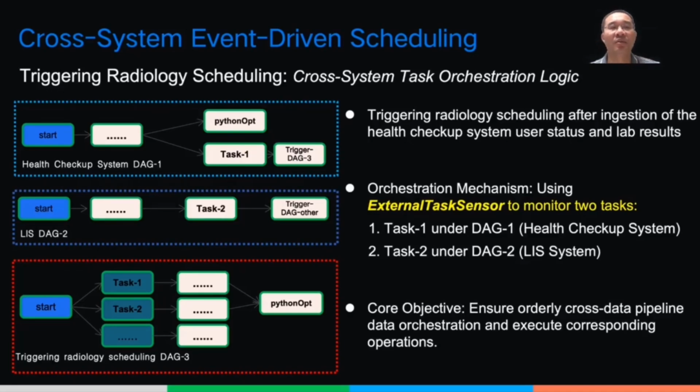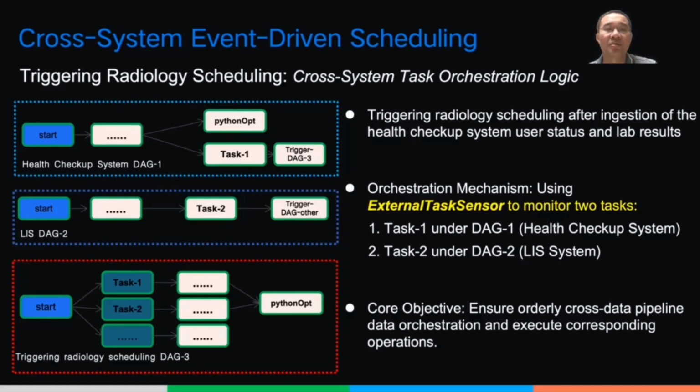Let me give you a concrete example. Triggering radiology is a crucial step in our physical examination process, but it doesn't happen in isolation. It usually depends on the patient status from the checkup systems and their lab results. So here's how it works.